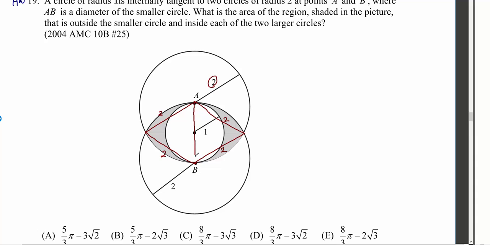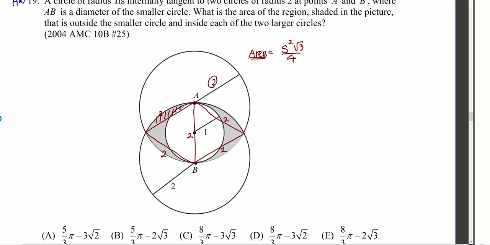Because this is how much? This is also radius 2. We have two equilateral triangles, okay? So what is the area of this one? Equilateral triangles, if side is s, the area is s squared times root 3 over 4. Area of equilateral triangle, okay? You need to use this one. After that, you can find what?